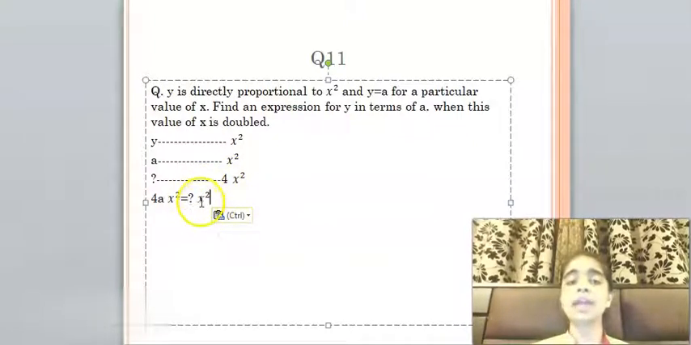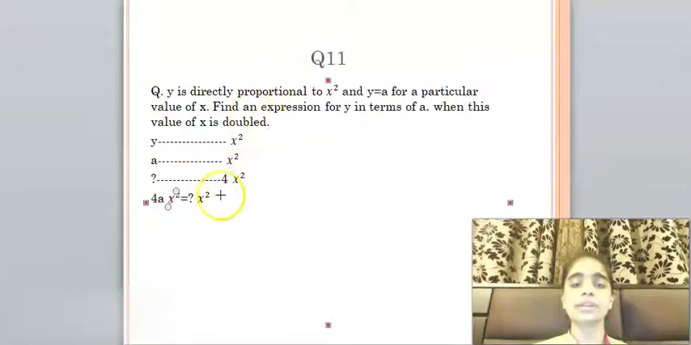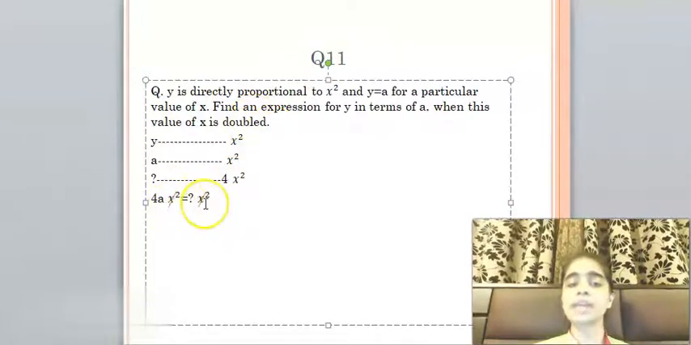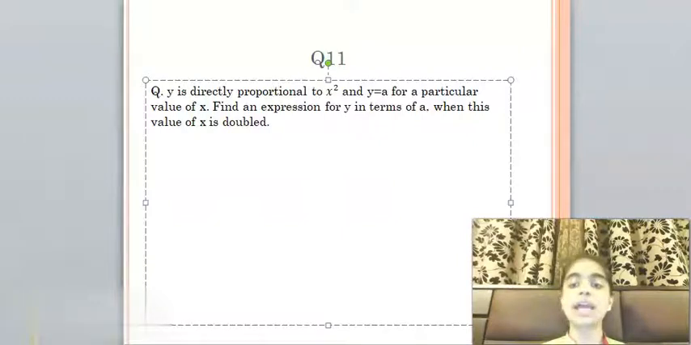So x square and x square will cancel out. I will cancel this x square with this x square, so I will just have 4a. That means the expression for y in terms of a will be 4a. Now we will try another method to do the same question. Remember, questions will not be method specific. You can use any method you like.